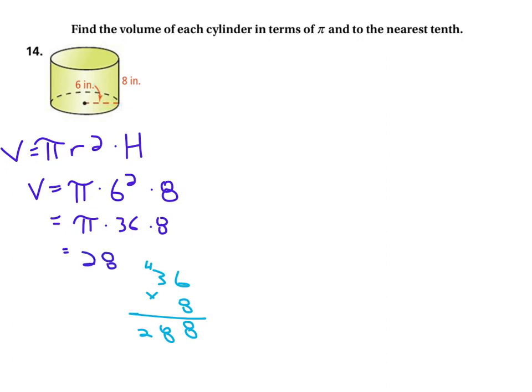And what didn't we use in there? What we didn't use is the pi. We didn't multiply by pi. We just did 6 times 6 times 8. So 288 pi inches cubed.